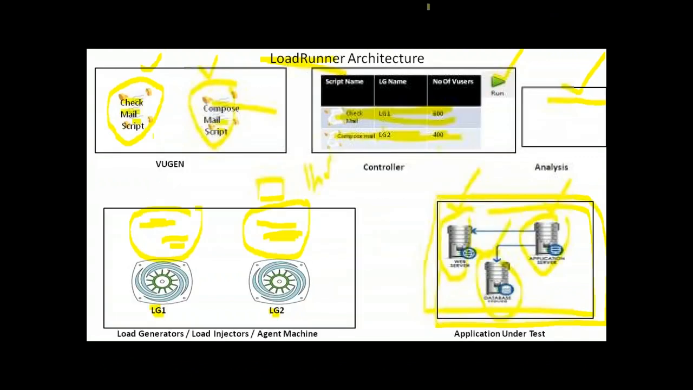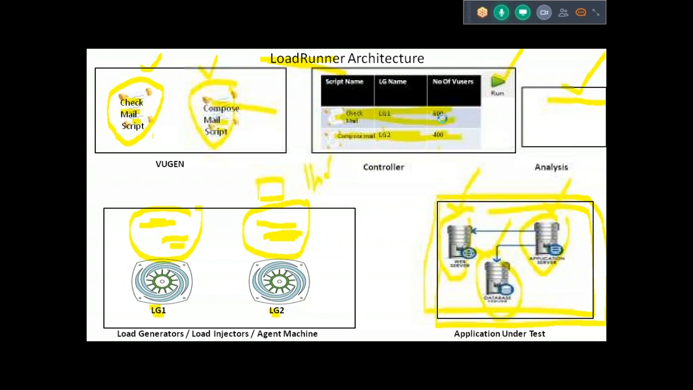Quickly again, you got the NFRs. As part of the NFRs, you got only two performance critical transactions: one is check mail and one is compose mail. You have created the scripts in VUsers and made sure the scripts are working fine. Then you upload the scripts into the controller, and in the controller you design the scenario. Each one is called a group. When can you say a group is completed?